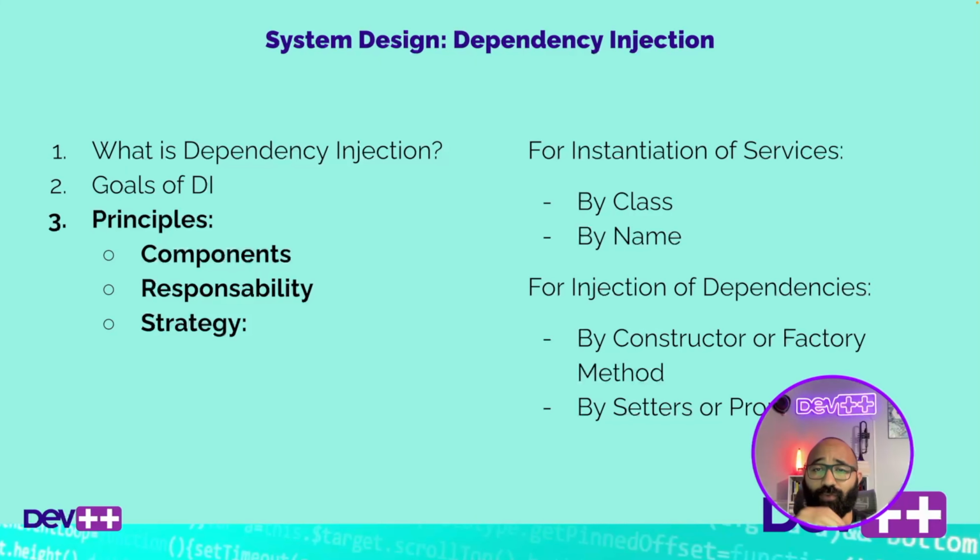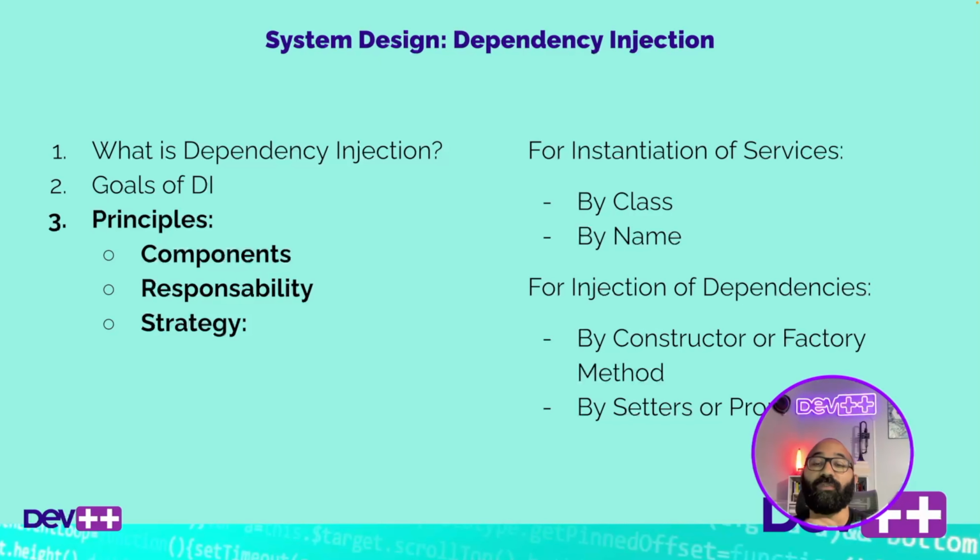So, talking about strategies, right? Strategies for instantiation of services by the injector. It could be just registering the class or registering the name. Remember, the injector can discover all the services, or someone can tell him, like, hey, you have this service and these are the dependencies, right?